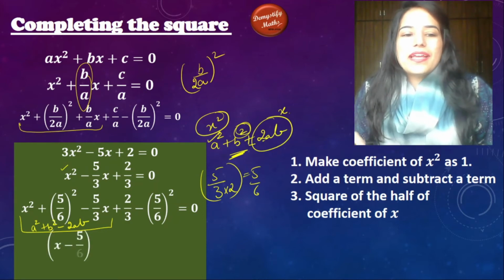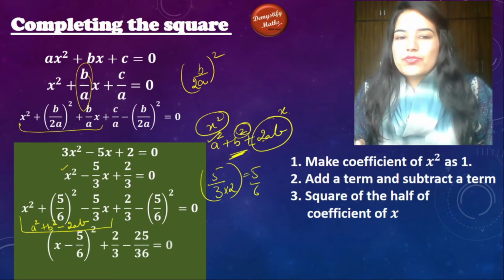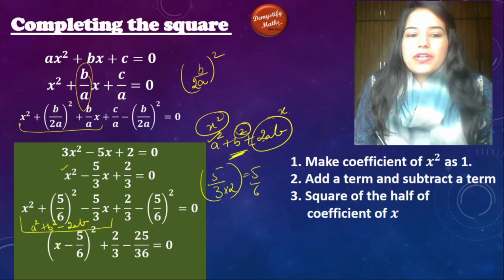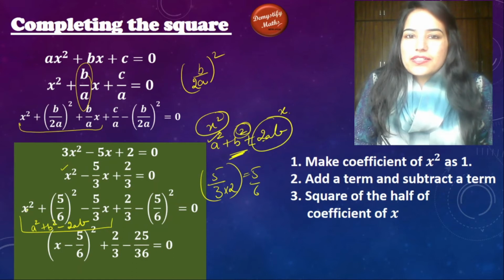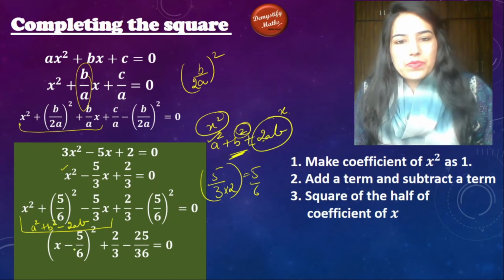So I will get (x − 5/6)² + 2/3 − 25/36 = 0, right? So x − 5/6, that is why I did not open the bracket here, so that you are clear. This is a, this is b, this is 2ab and this is (a − b)².